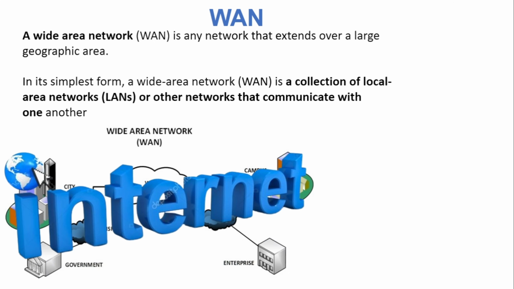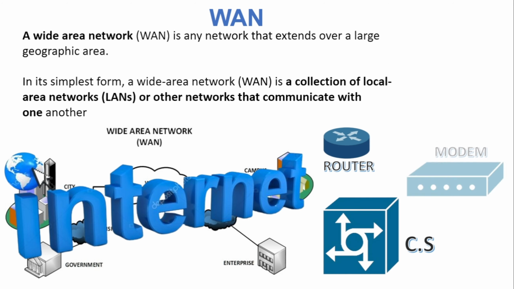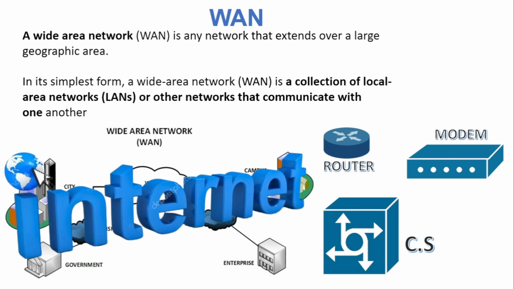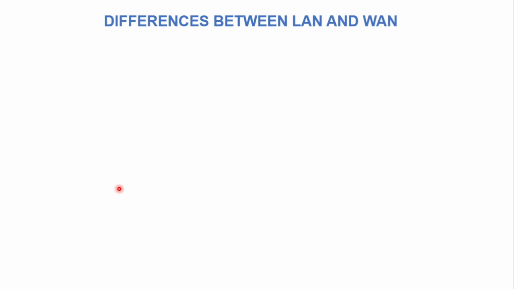Examples of devices we can find in a WAN connection are the router, the communication server, and the modem. I'm going to be having a video where I differentiate between a modem and a router. Don't miss out on that video. Let's see some differences between LAN and WAN.